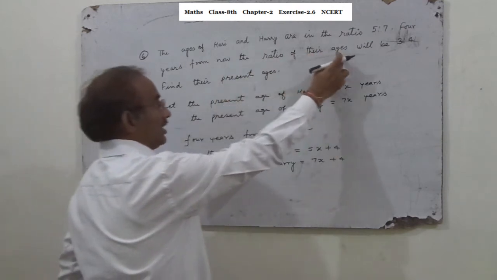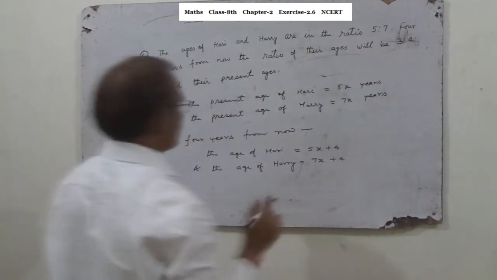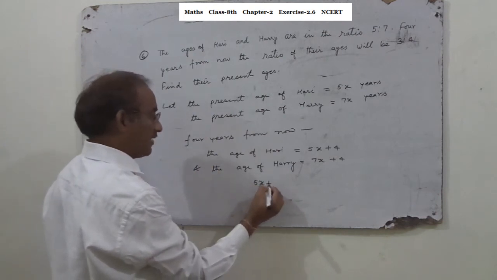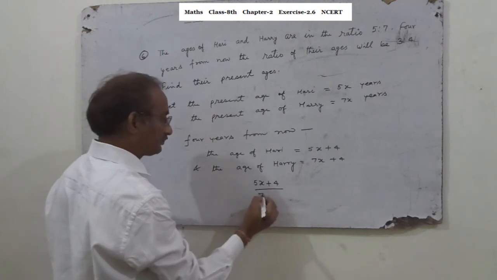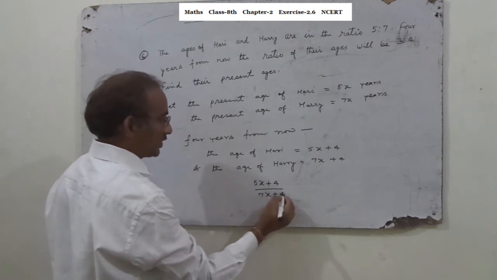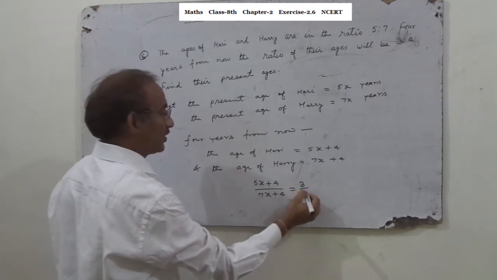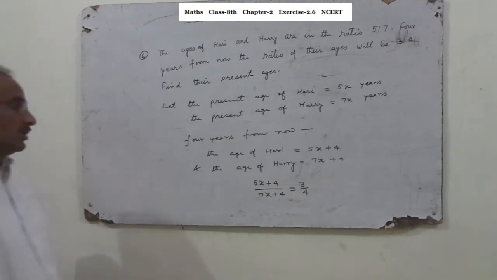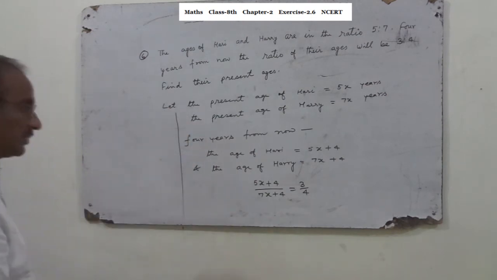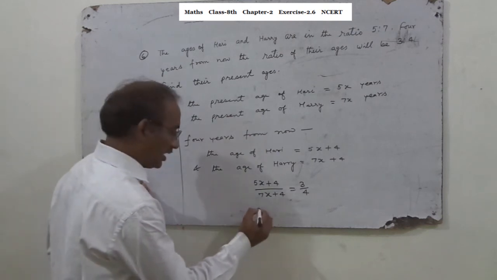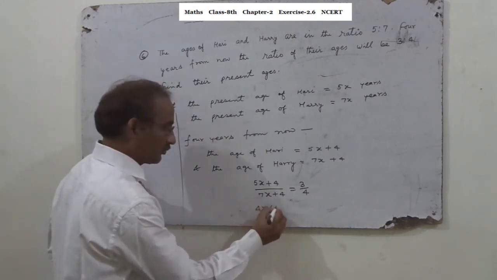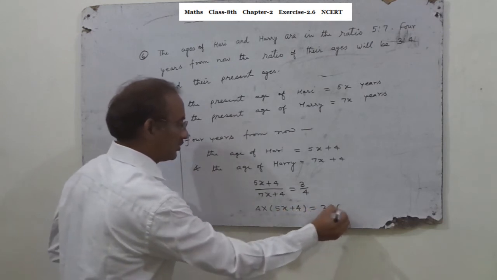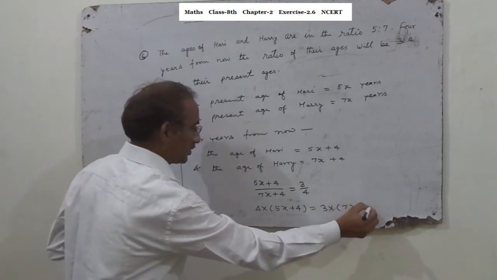The ratio of their ages will be 3:4. So we can write 5x plus 4 divided by 7x plus 4 equal 3:4. It means 3/4. Now using cross multiplication method, we have 4 into 5x plus 4 equal 3 into 7x plus 4.